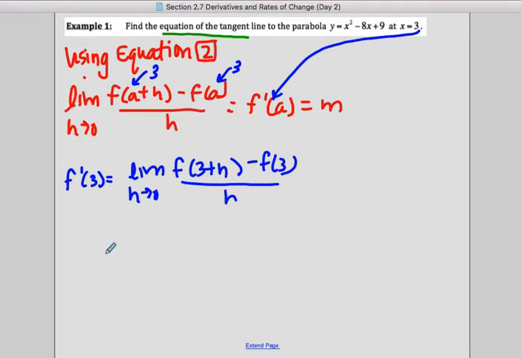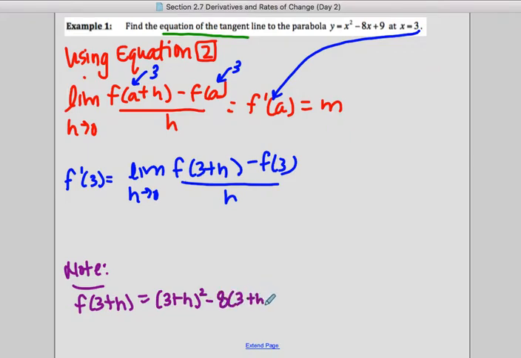So f of 3 plus h. Here's my function f. Wherever there's an x, I'm going to write a 3 plus h. So 3 plus h squared minus 8 times 3 plus h plus 9. If I FOIL out 3 plus h, write it twice and FOIL it, I would have 9 plus 6h plus h squared minus 24 minus 8h when I distribute the negative 8, plus 9.